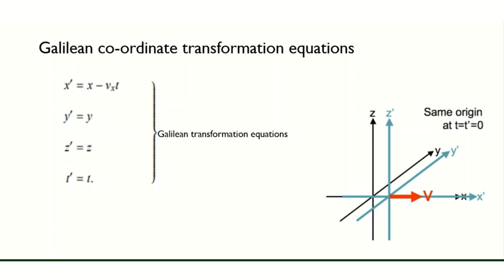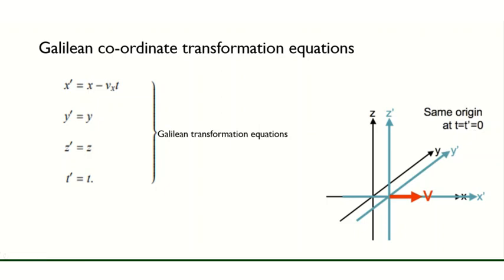Let us consider two inertial frames of reference, S and S dash. S is at rest, S dash is moving with a uniform velocity v in the positive x direction, and let t and t dash be the time of an event measured by S and S dash. Let us consider two observers, one in S and the other in S dash. To begin with, the two frames coincide at t equal to t dash equal to 0. So they have the same origin at t equal to t dash equal to 0.